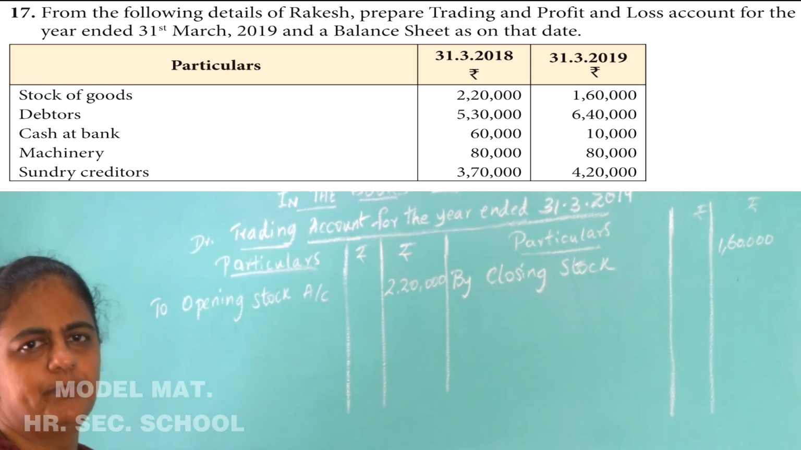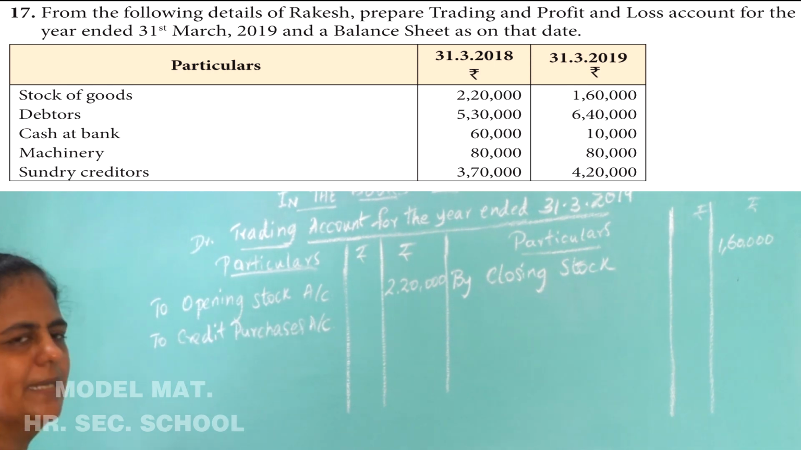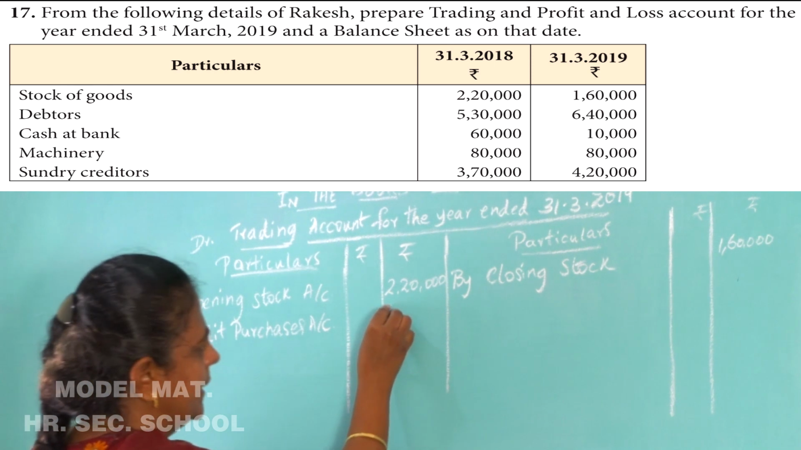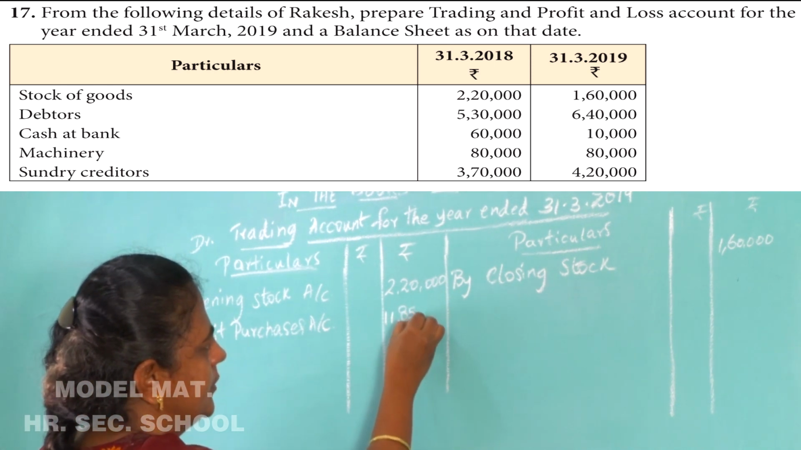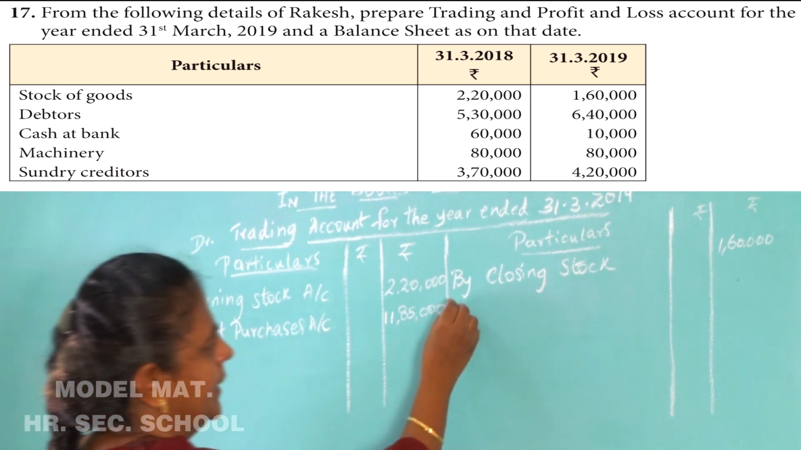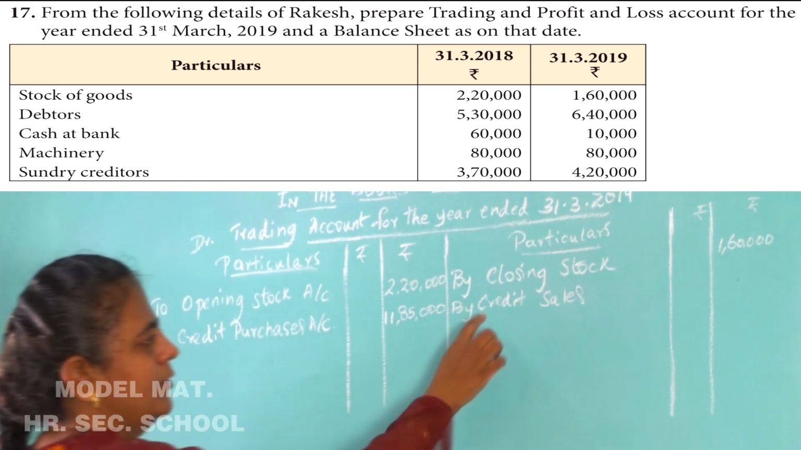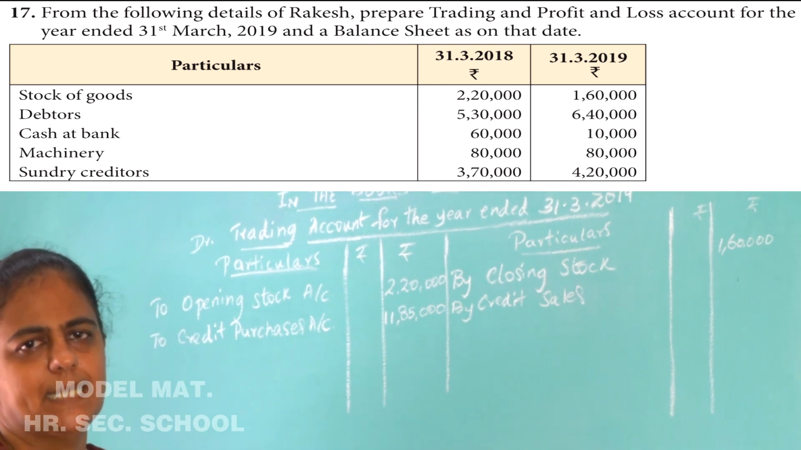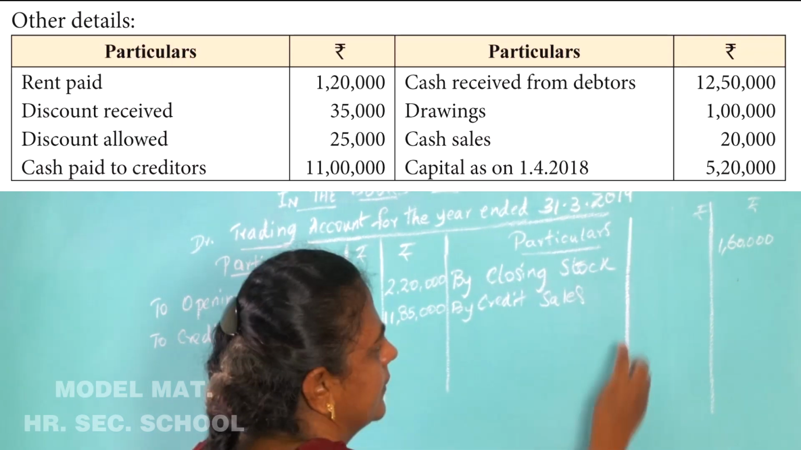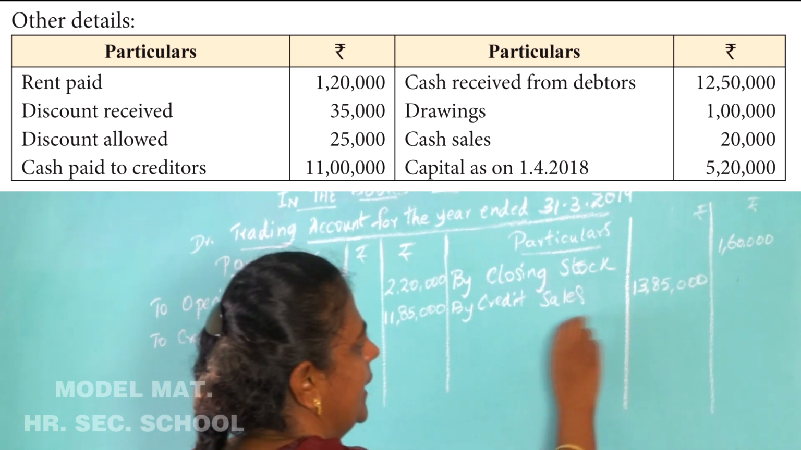Next, you calculated credit purchases and credit sales. So, write purchases here, credit purchases. If there are any cash purchases, you can add them here, but in the question cash purchases are not given. So, only credit purchases of 11 lakh 85,000, which you already prepared in your total creditors account. From there you bring your credit purchases here. Then you put your credit sales here. For credit sales, you prepared the total debtors account, so from the total debtors account you bring your credit sales here. Credit sales is 13 lakh 85,000, which I have taken from my total debtors account.